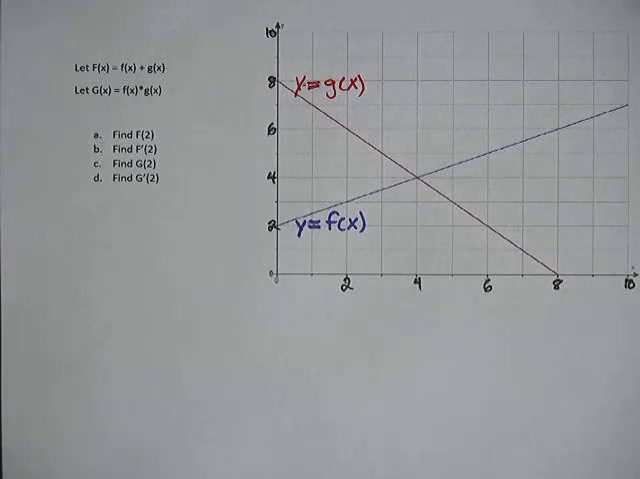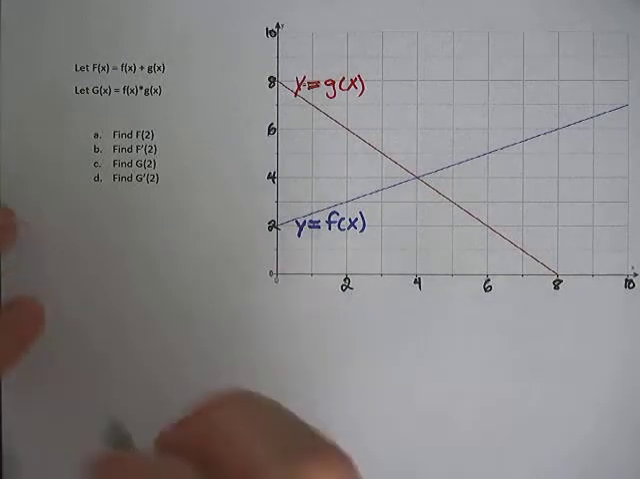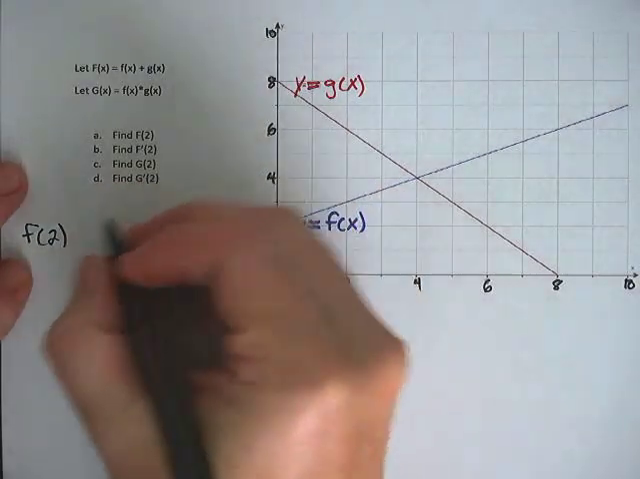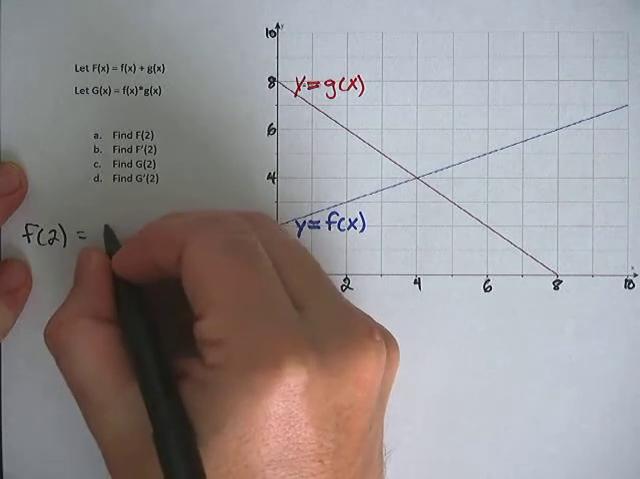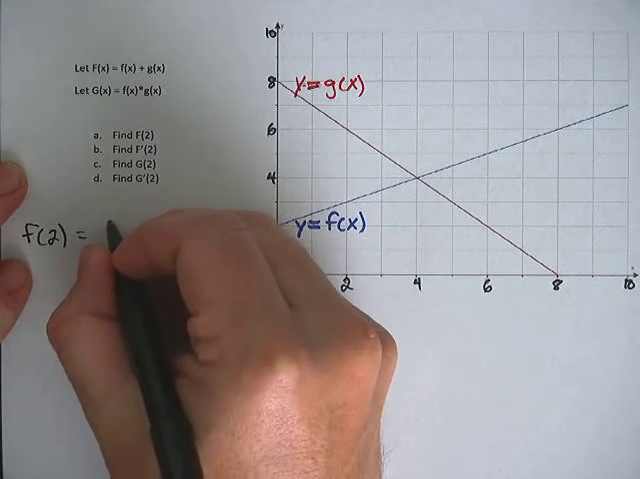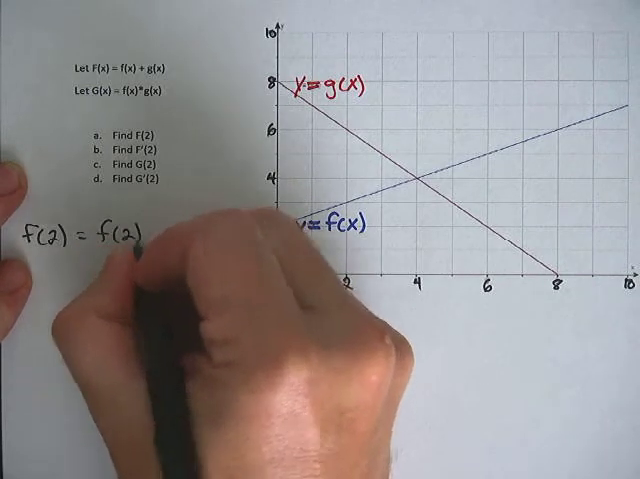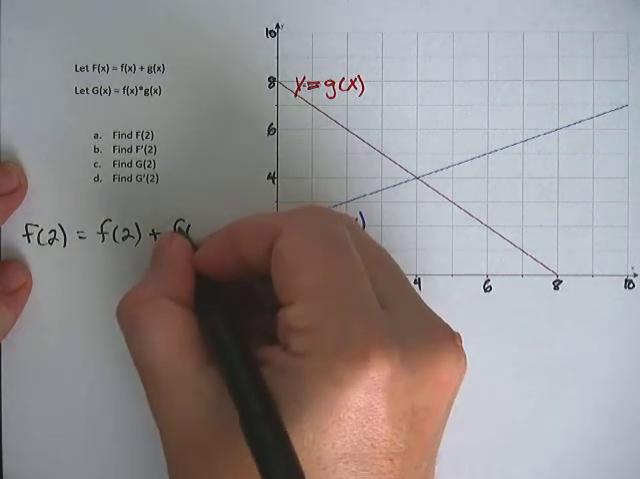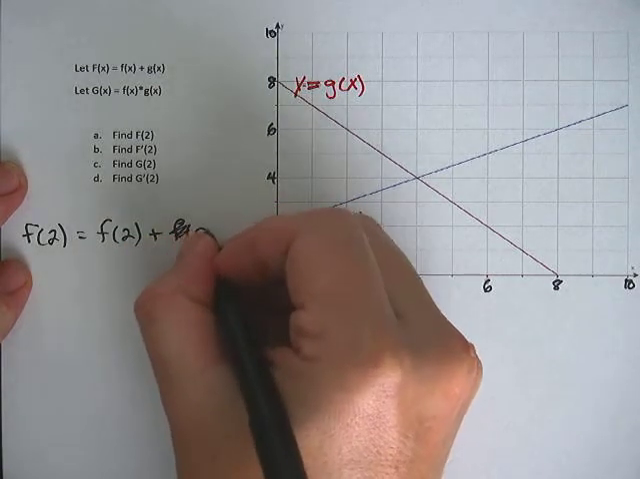Okay, so let's take a look at A. So it says find F of 2. Now, if we want to find F of 2, we're given the definition is f of x plus g of x. So we'll actually be finding f of 2 plus g of 2.